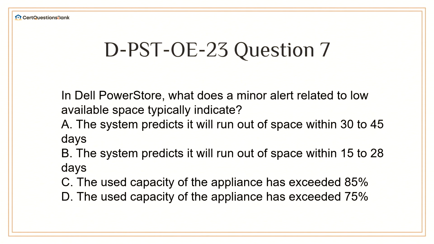In Dell PowerStore, what does a minor alert related to low available space typically indicate? A. The system predicts it will run out of space within 30 to 45 days. B. The system predicts it will run out of space within 15 to 28 days. C. The used capacity of the appliance has exceeded 85%. D. The used capacity of the appliance has exceeded 75%.